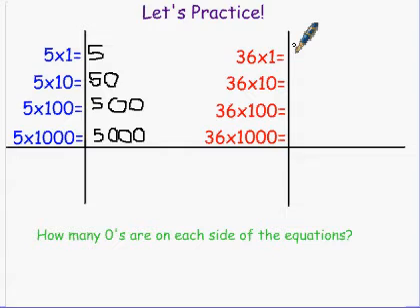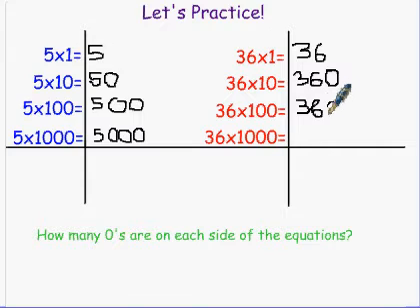For 36 times 1, well, anything times 1 is going to be itself, so my answer is going to be simply 36. 36 times 10, well, I'm going to keep my 36 in the front, and following my previous patterns, I'm going to have a 0 in the back, making this 360. 36 times 100, well, that's going to be 36 hundreds. Let me make this look a little bit more like a 0, and this one too. And 36 times 1,000, well, that's going to be 36,000.